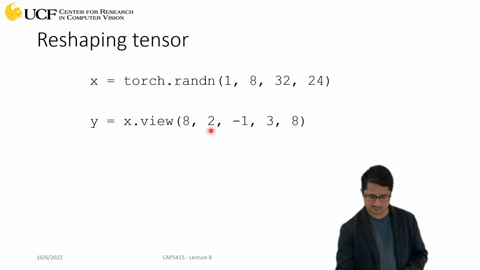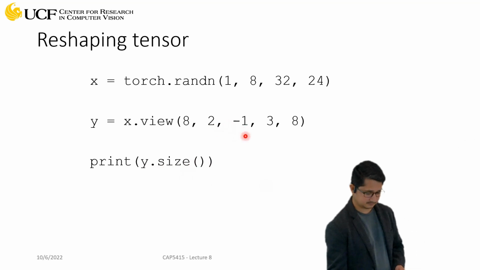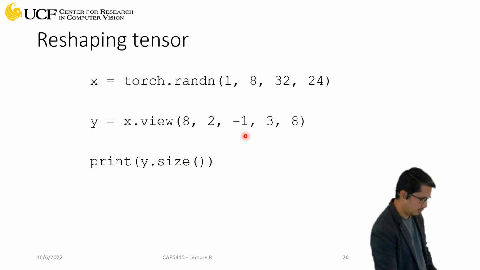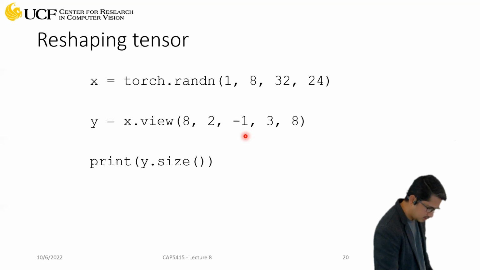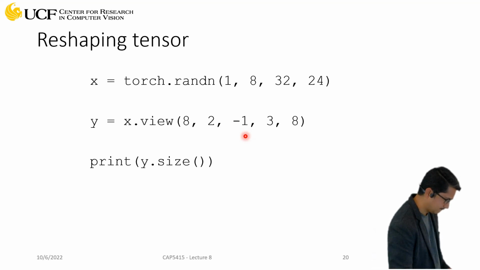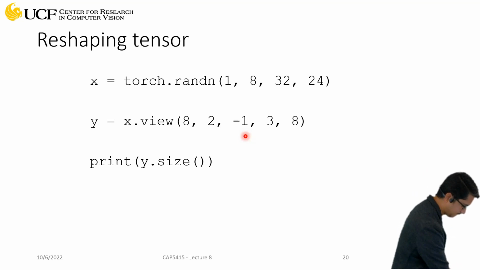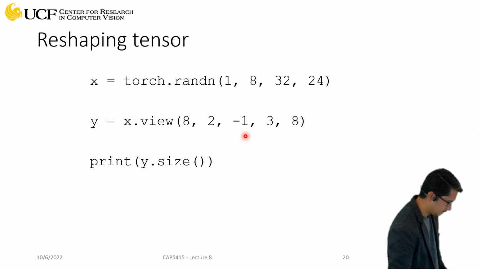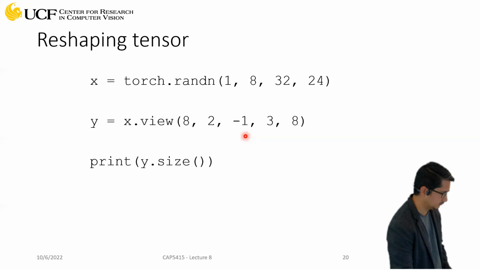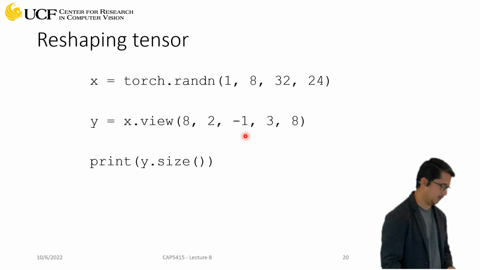In this case, most of these dimensions are already given. And the question is, what will be the output of this print? So this is just printing the size. Okay. I'm opening this on web courses. Let me know if you can't see it. Okay, it should be available now. Let me know if you can't access it.